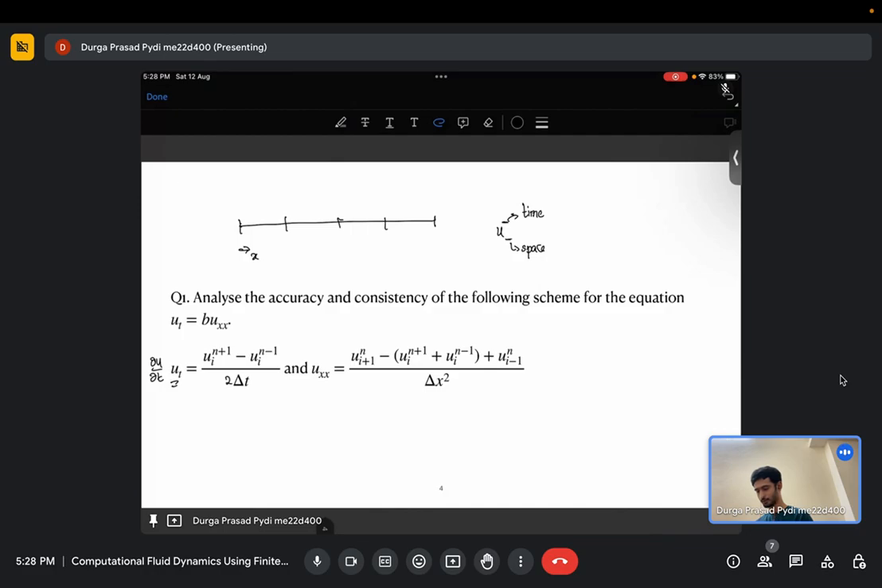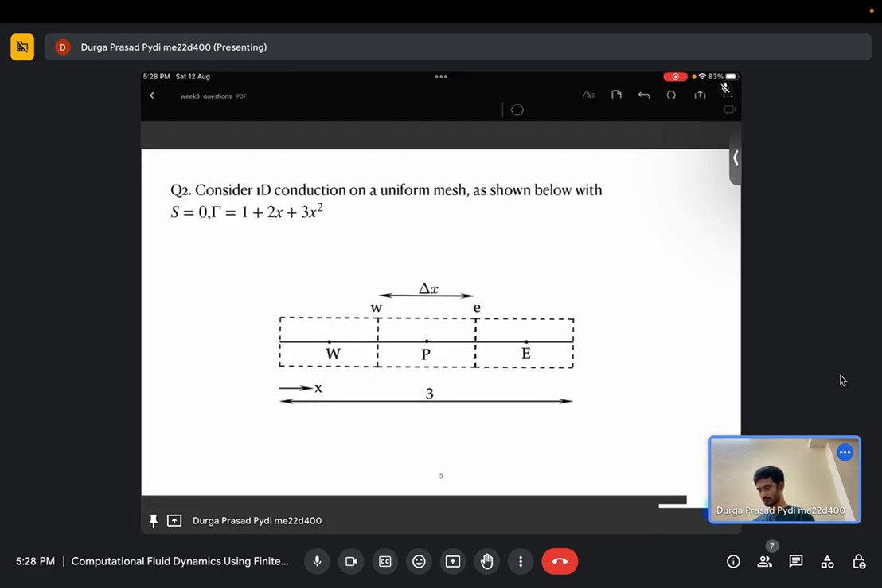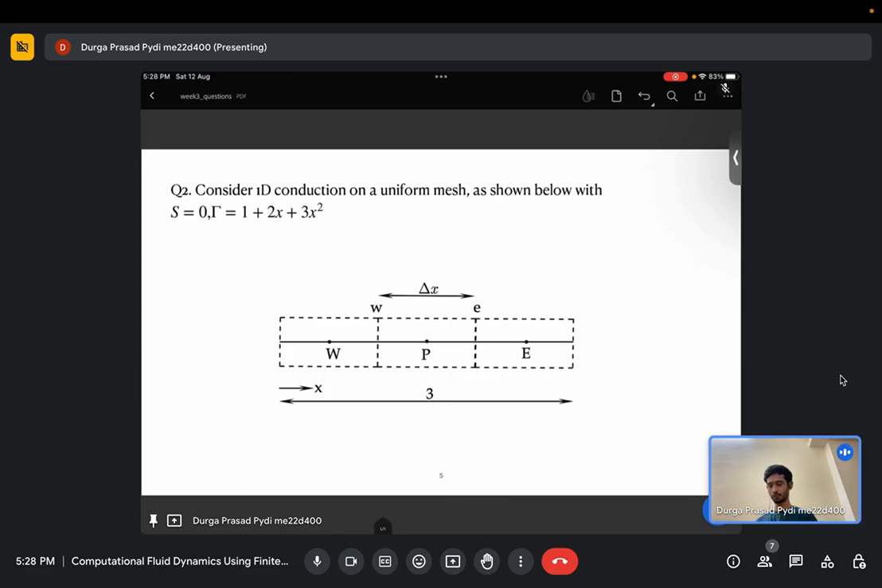Okay, then we'll move on to the next question. So this is a 1D conduction problem on a uniform mesh. We'll start by getting simple. You have no source terms, but your diffusion term is spatially varying. So you have this particular functional form.